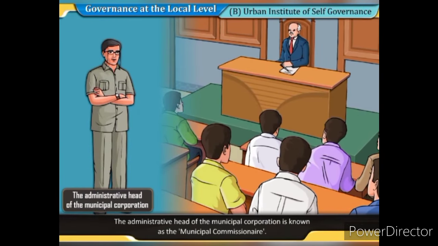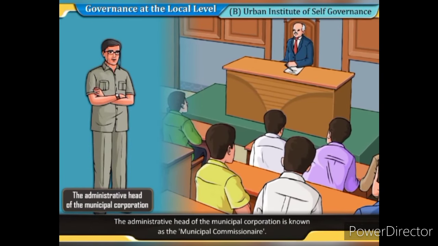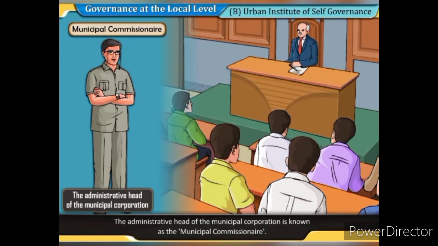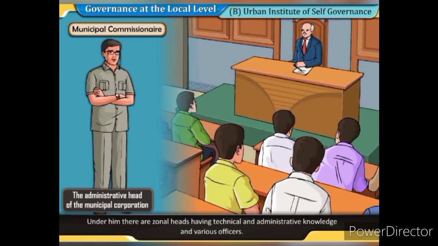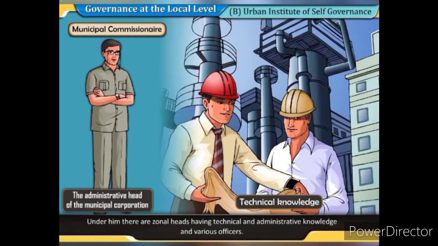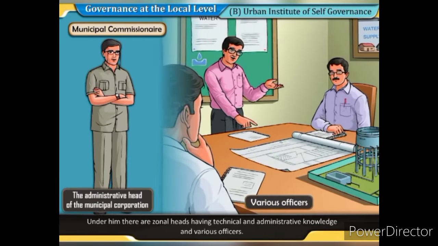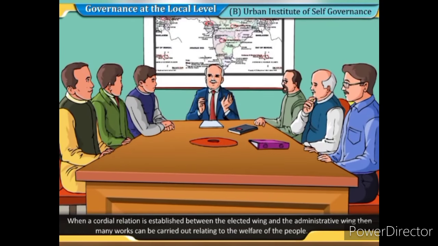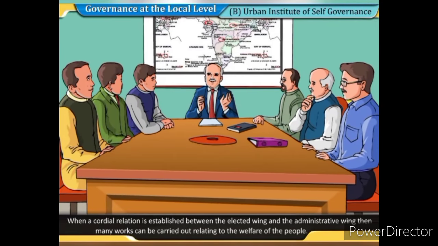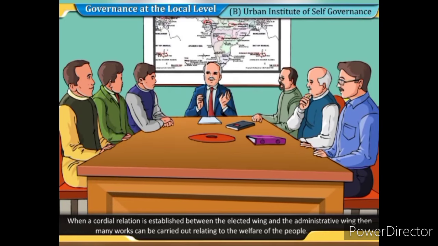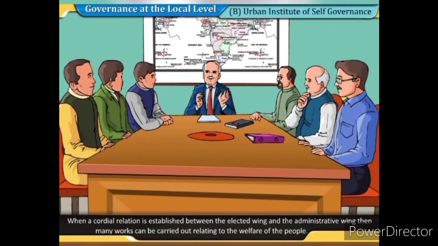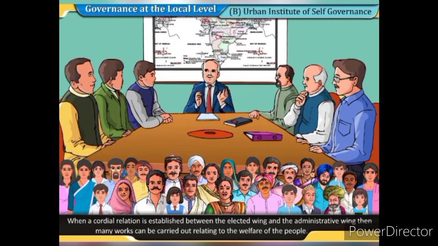The administrative head of the municipal corporation is known as the Municipal Commissioner. Under him there are zonal heads having technical and administrative knowledge and various officers. When a cordial relation is established between the elected wing and the administrative wing, then many works can be carried out relating to the welfare of the people.